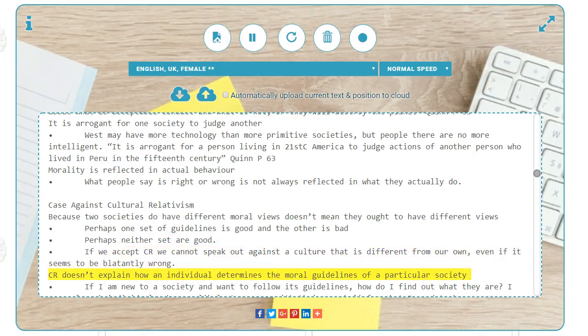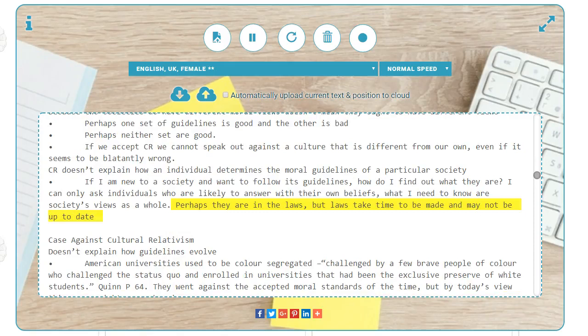CR doesn't explain how an individual determines the moral guidelines of a particular society. If I am new to a society and want to follow its guidelines, how do I find out what they are? I can only ask individuals who are likely to answer with their own beliefs. What I need to know are society's views as a whole. Perhaps they are in the laws, but laws take time to be made and may not be up to date.